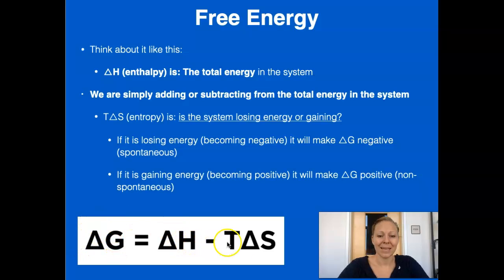If it is gaining energy, if this is going to increase, so if this is a negative and you're going to subtract a negative number, you're going to add, and therefore that'll make G positive. If the system is at a positive G, then it is non-spontaneous, or it is endergonic. We will use this more, so if this is confusing, don't worry, stick with it.